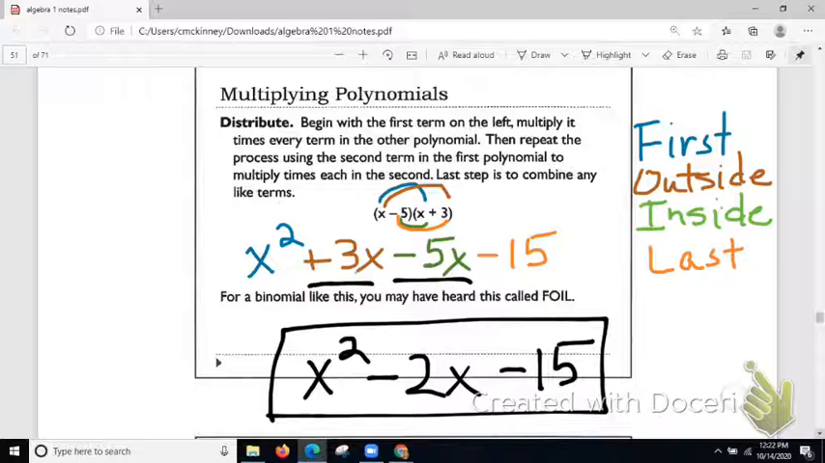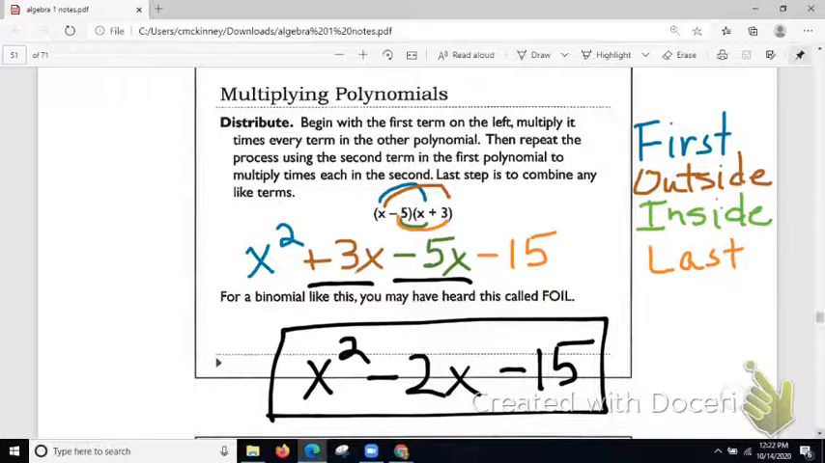But notice if I go in the same order that I went with distributing, I am doing the first times the first, the x times the x, that's the first in each set of parentheses, the outside terms, x times 3, the inside terms, negative 5 times x, and the last terms, negative 5 times 3. So just another way to think of it.